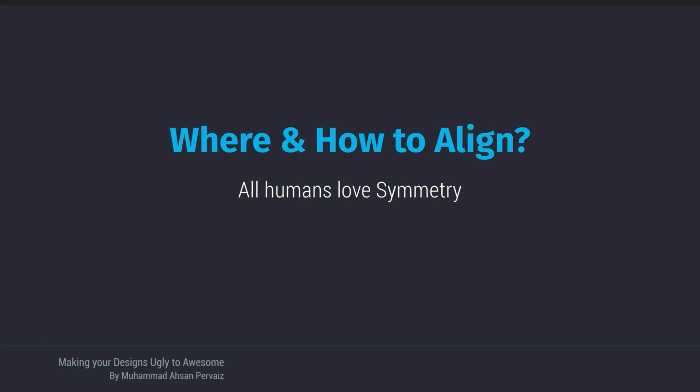Here is another principle of design which is called alignment. So why is alignment so important? Because we are all humans, and it is built into our natural psychology that we love symmetry. When something is aligned to something else, we like that. When something is arranged in symmetrical form, in a rectangle, in a circle, we love that.